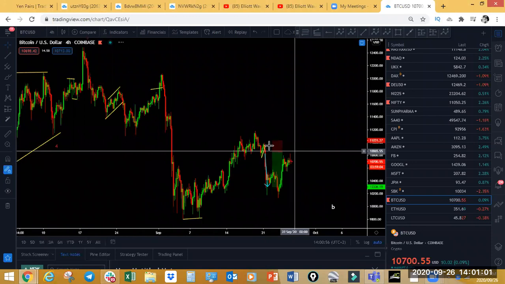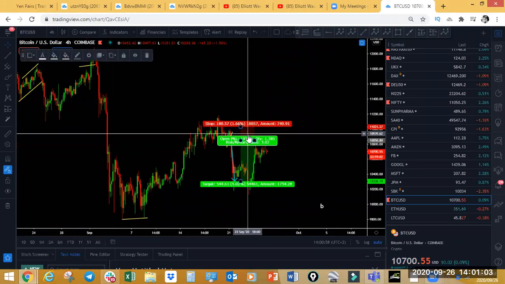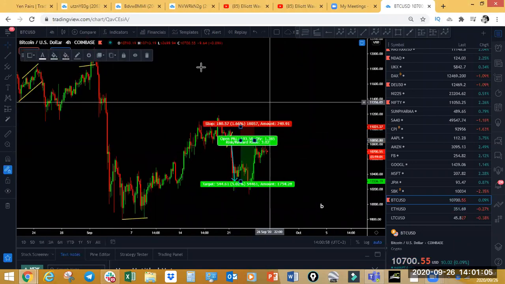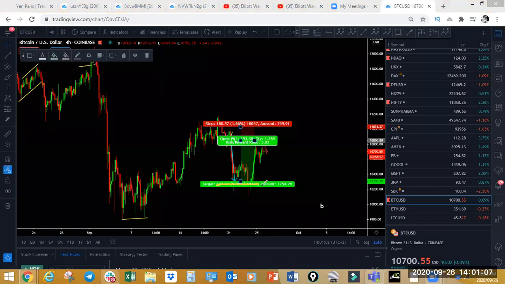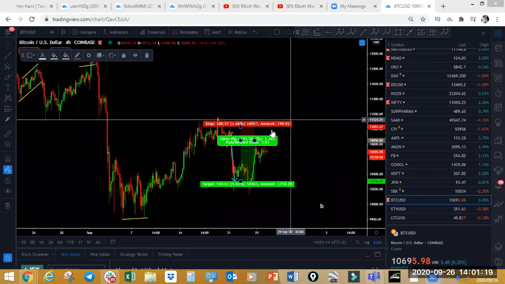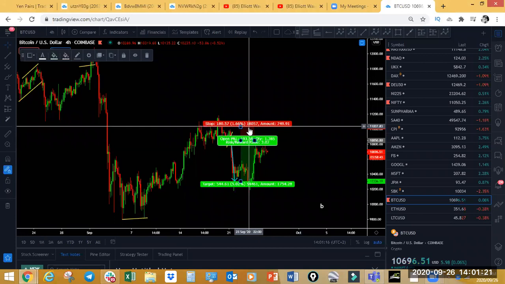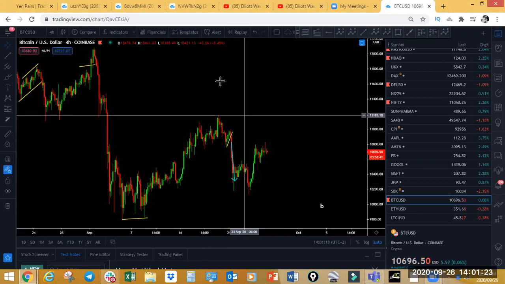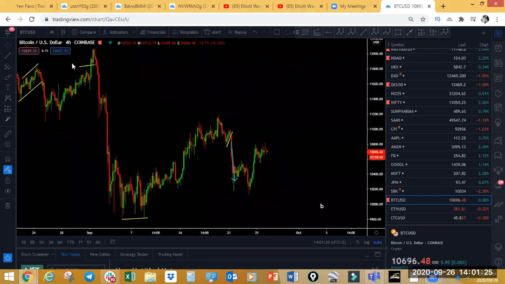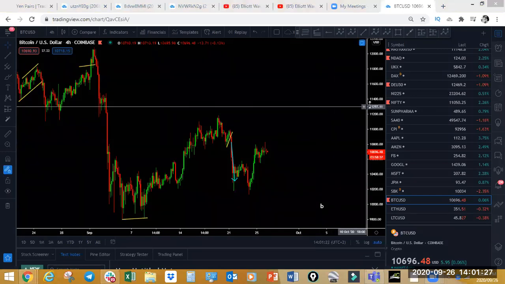So this is the setup here. We can take this one out now. It is done. As you can see, it hits the take profit area and then started reversing exactly there. So the indicator will tell us when to get in, and the Elliott Wave theory structures will tell us where to get out.